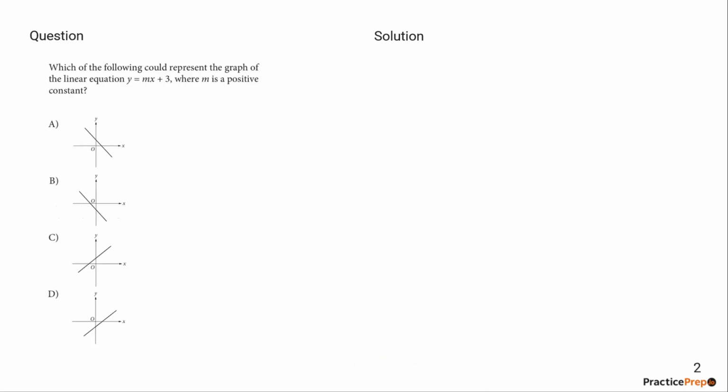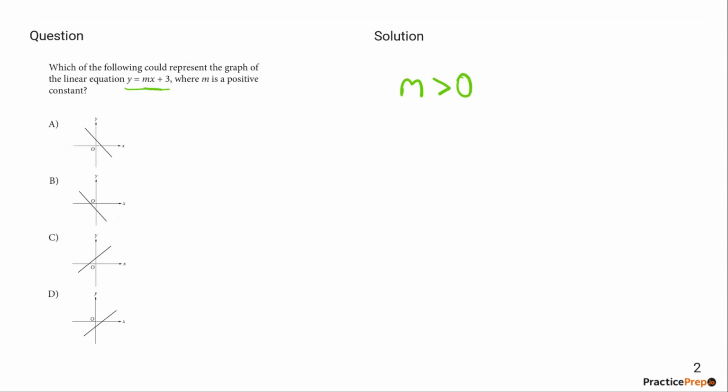Let's move on to question number 2. Here we see a graph in front of us, and every time you see a graph on the SAT, you have to read the question carefully. Which of the following could represent the graph of the linear equation y is equal to mx plus 3, where m is a positive constant? So they mentioned here that m is positive, which means it's larger than 0.